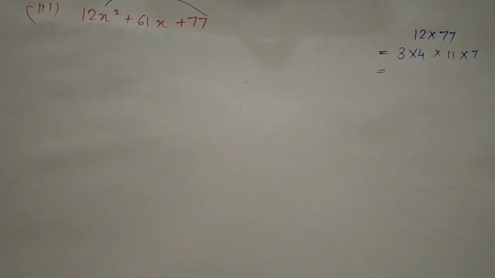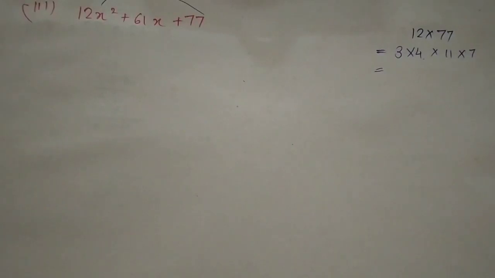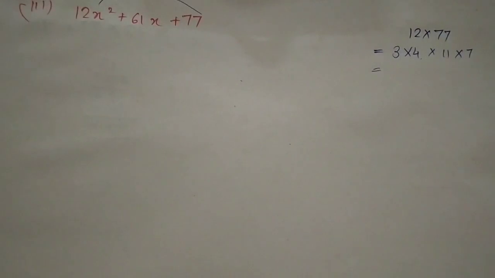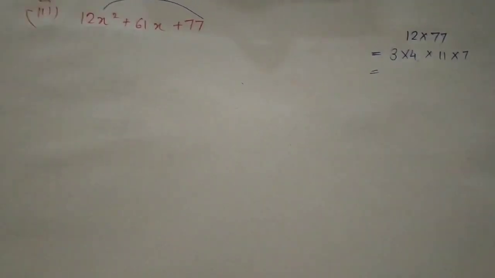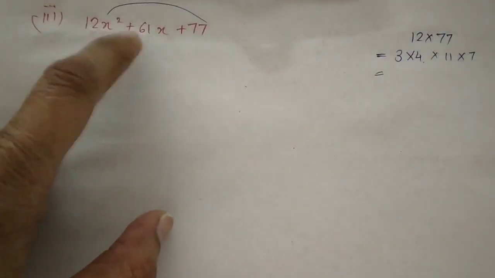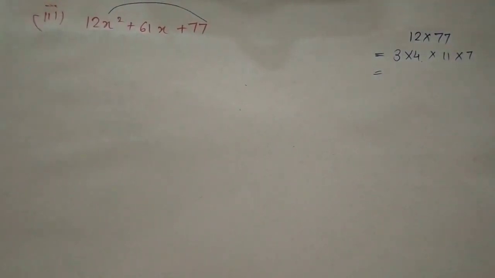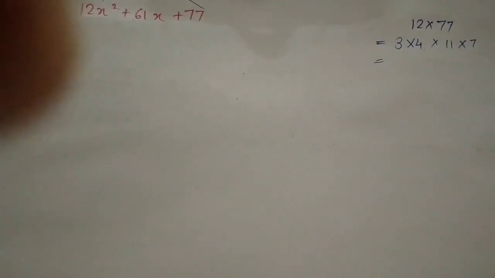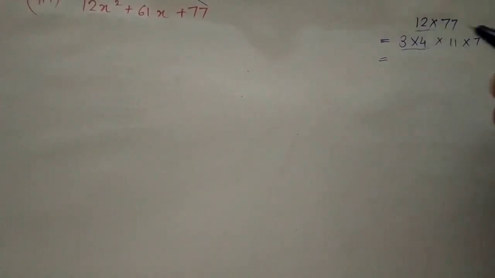In the third sum, we have 12x square plus 61x plus 77. So as always, we multiply the first and the last coefficient, 12 and 77. Okay, and instead of finding the final answer, we try to find out the factors of those two numbers, so that we get two such numbers whose product should be 12 into 77 and whose sum should be 61. Okay, so now let me try different combinations here. Now see here, 12 into 77. Now 12 comes in 3 into 4 and 77 we get by 11 into 7.